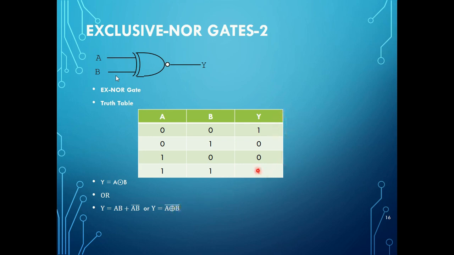If you see this particular table, it's quite the reverse of the exclusive OR gate. It is a complete inversion of the exclusive OR gate. For the exclusive OR gate, the output Y was 0, 1, 1, 0. But here you have connected an inverter, that's why you got 1, 0, 0, 1.